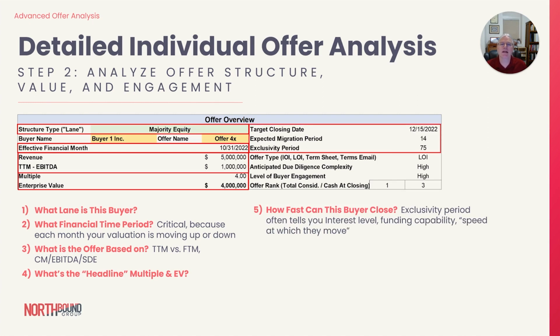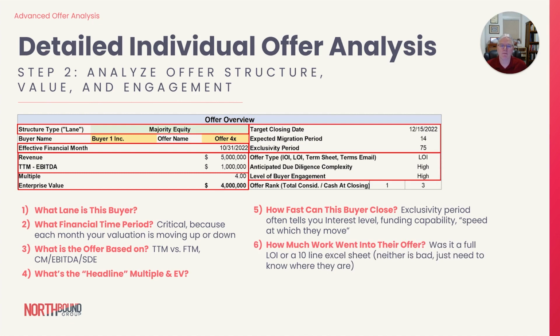The next thing to look at is the target closing date for the particular buyer. In other words, how fast can this buyer close? This generally tells you a lot about their level of interest and excitement in the deal. The theory to think on is that somebody willing to close faster generally is more engaged than somebody willing to close slower. But you have to be careful of buyers that say they can close quickly but can't deliver.